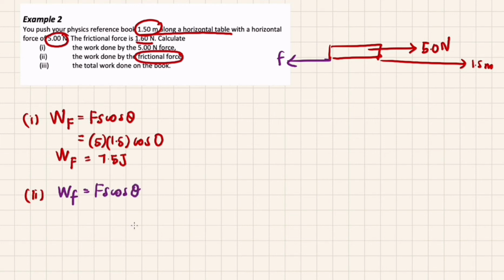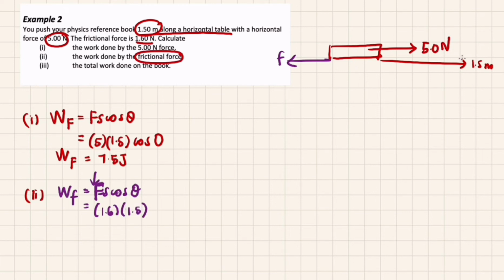Okay, so we substitute the force. This force is the frictional force. Because, as I told you earlier, the capital F can represent any one of the forces. So for this one, to find the work done by the frictional force, our F here is the frictional force, which is 1.6. Multiply by our displacement, which is again 1.5 meter.